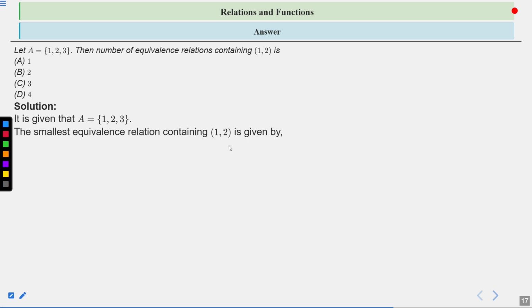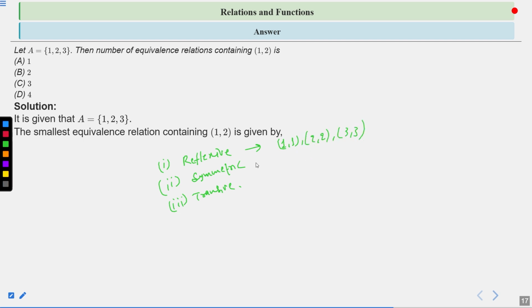See, for the relation to be an equivalence relation, what are the conditions? The relation should be reflexive, symmetric, and transitive. For reflexive, all the three elements must be there: 1 1, 2 2, and 3 3 must be there.